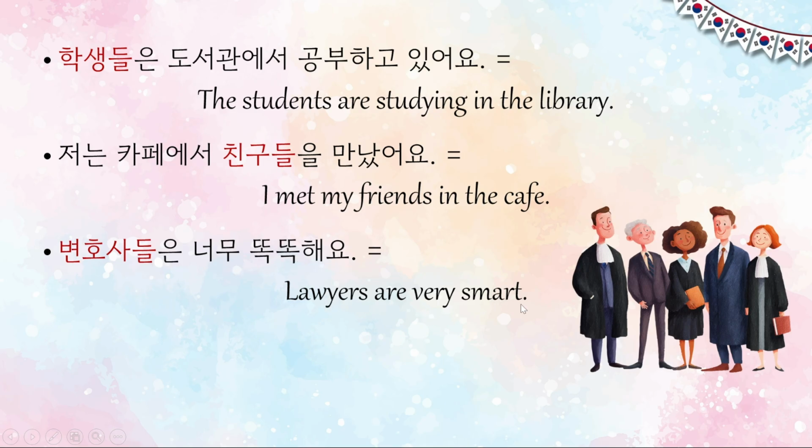Next, 변호사들은 너무 똑똑해요. Lawyers are very smart. Lawyers, 변호사들. Very, 너무, to be smart, 똑똑해요. So you just need to know the rule for using a particle, and then you can easily frame sentences once you know the remaining grammar part.